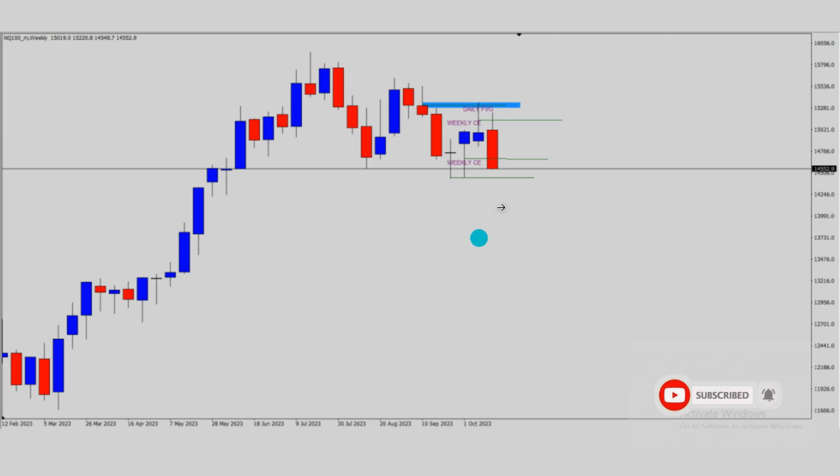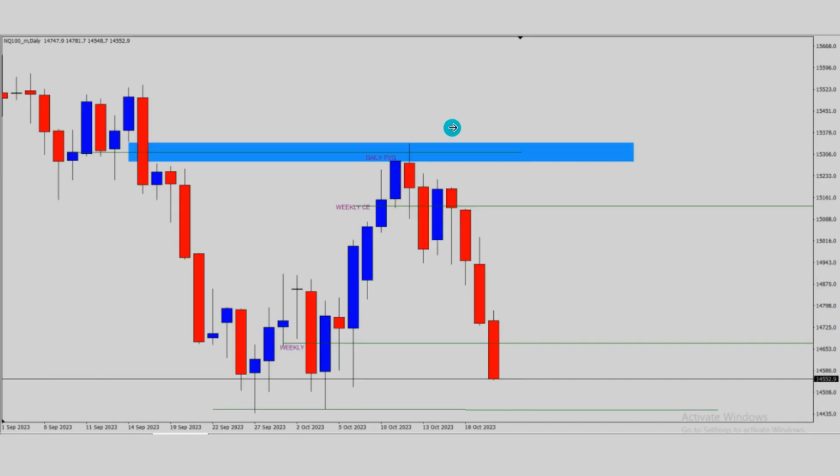So based on the screenshots, the reason we have a daily fair value gap right here is because this was a screenshot at the end of the week after the whole market has played out. So that's why you can see that particular daily fair value gap right there. But let's just move to the next slide.